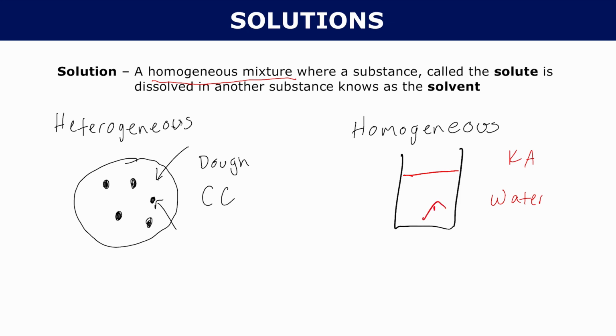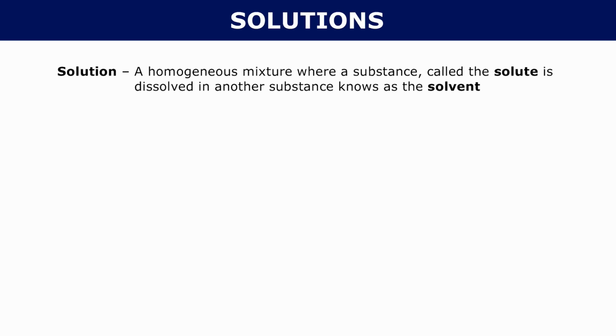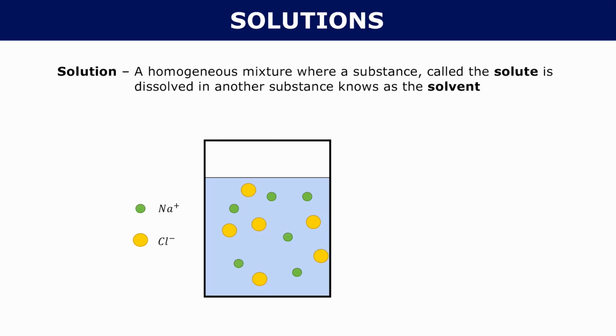This would be considered a solution, but this would not be considered a solution. And that's because a solution is only a homogeneous mixture. Another example of a homogeneous mixture would be salt water. It's water with sodium ions and chloride ions dissolved within it. And that's because when you dissolve salt, it's going to dissociate into sodium ions and chloride ions. In this case, the solvent is the water and the solute is the salt.